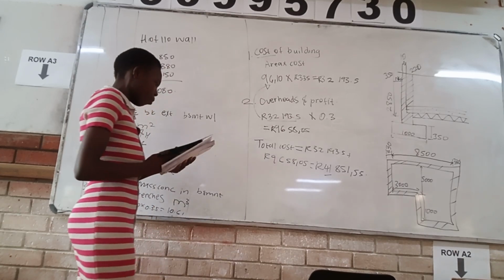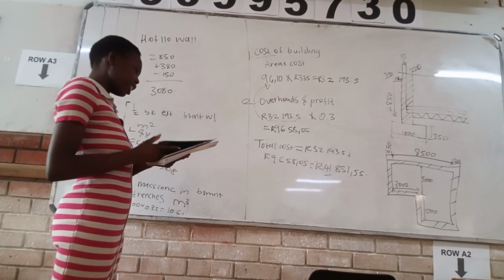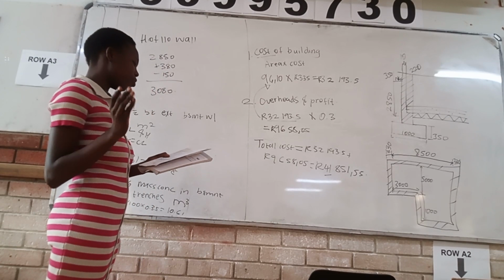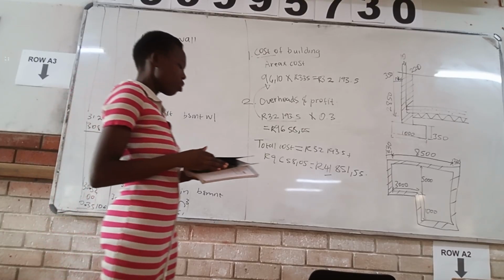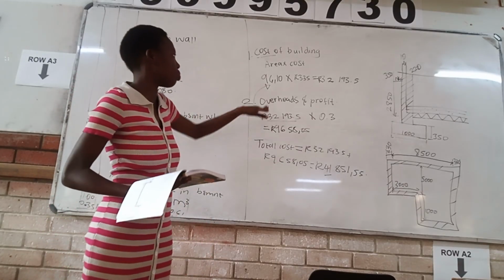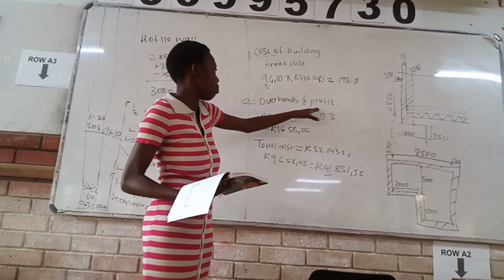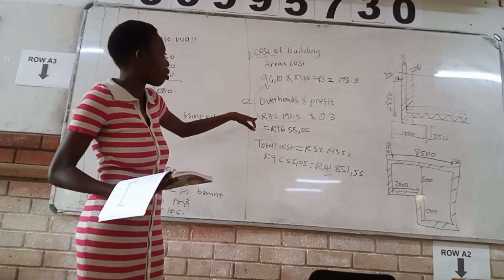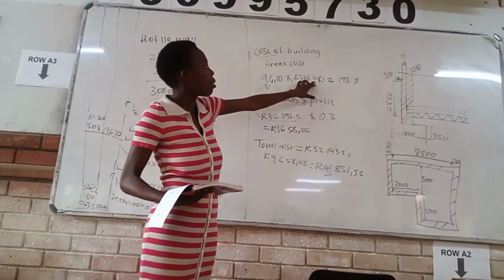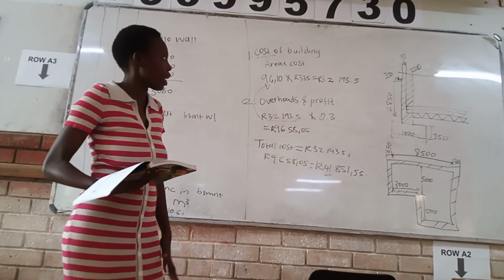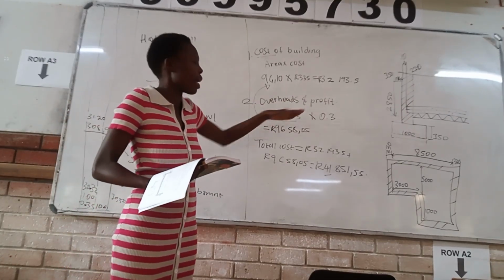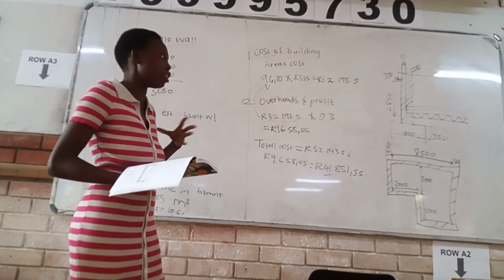But then they spoke about overhead. They said to use 30% for overhead and profit. So when they say use 30% for overhead and profit, it means we need to calculate the overhead and the profit. For overhead and profit, you take the amount that you got, 32,193.5, multiplied by the overhead and profit percentage.